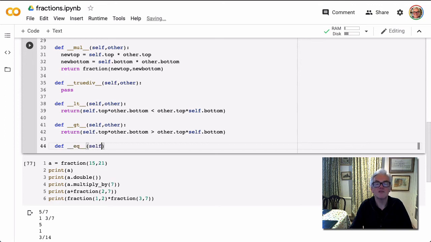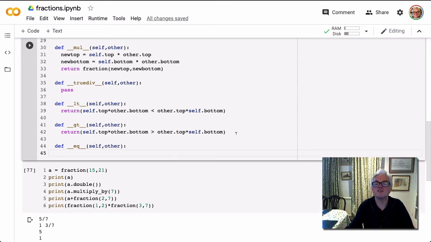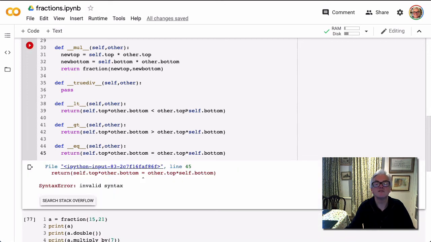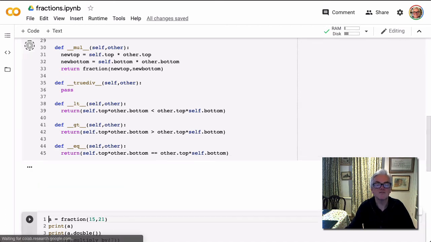For self and other. I'm going to do it exactly the same way, aren't I? So I'm going to say if the self's top times the other's bottom, you know what I mean, is equal to, then that should work. Oh yes, of course, double equals in there.